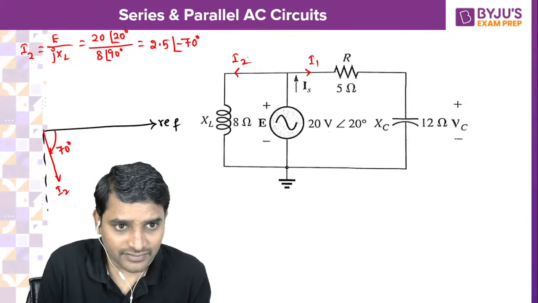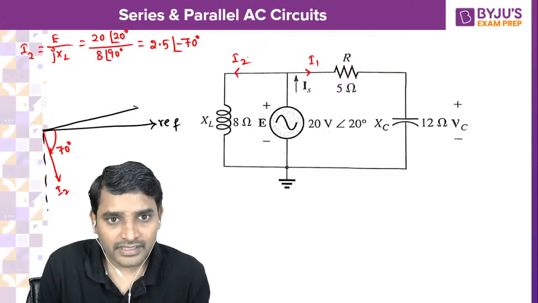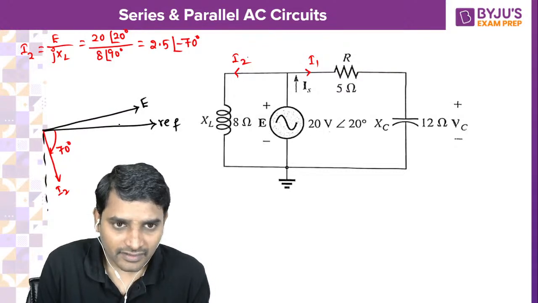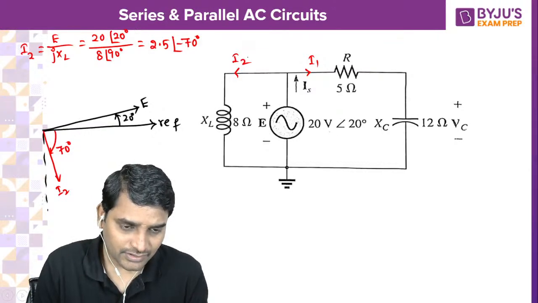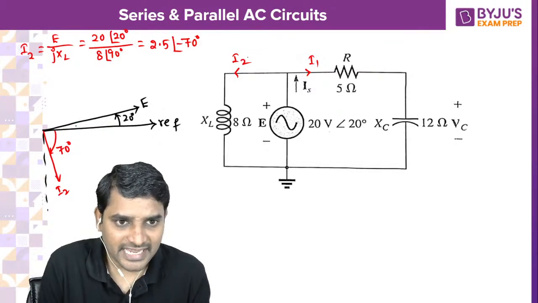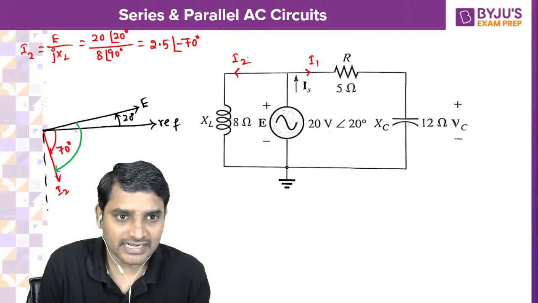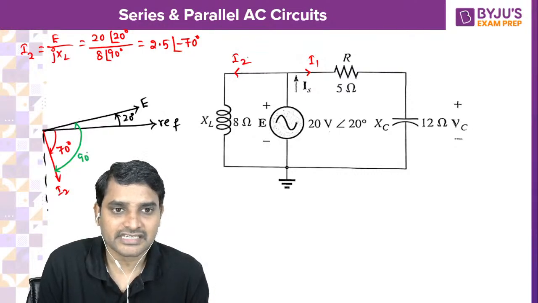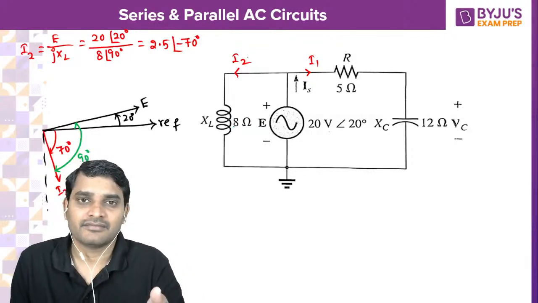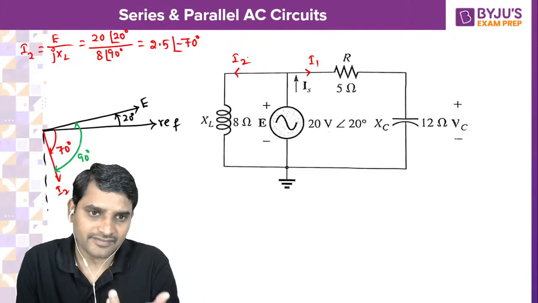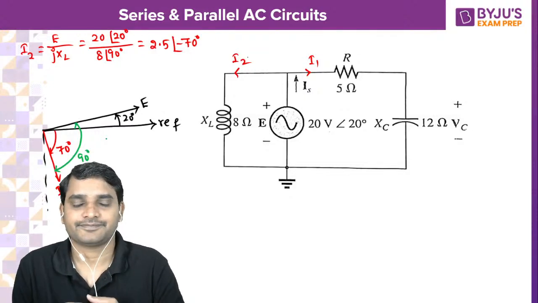If you see the supply voltage, where is it? The supply voltage E is here. From the reference, it is at 20 degrees. Now you see the phase angle between the voltage and this current. How much is it going to be? 90 degrees, because current flowing through an inductor always lags by 90 degrees. From 70 and 20 you will get 90 degrees.